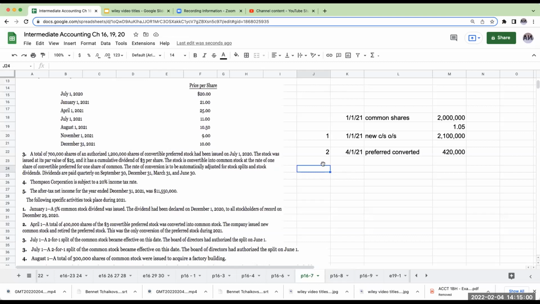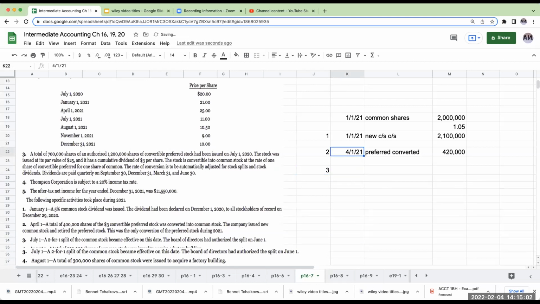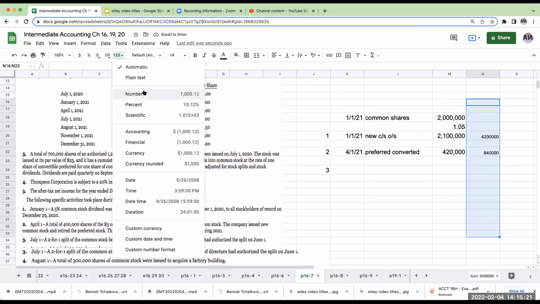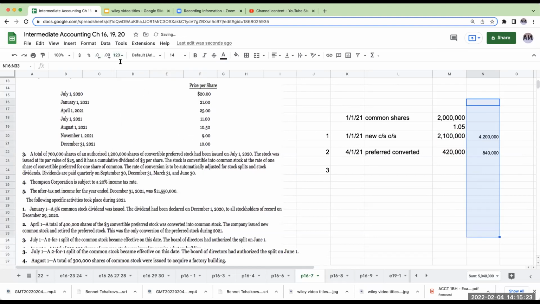The board authorized the split on June 1st. Whenever we have a split or a dividend, we're just going to go ahead and adjust everything. So this is a 2-for-1. I'm taking away 1 old share as I'm giving them 2 new shares. So this is going to be 4.2 million shares, and then this is going to be 840,000 shares. So that's how those shares are converted.